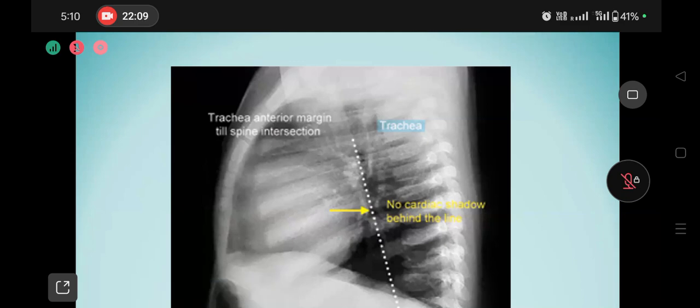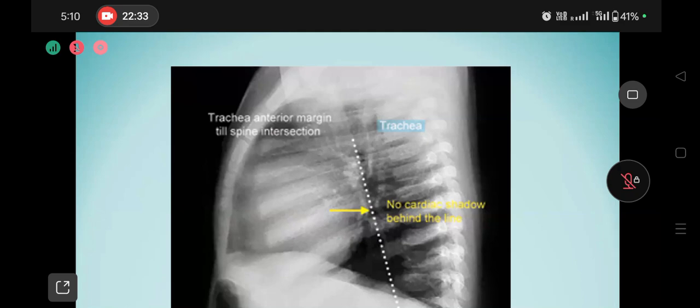You do a lateral chest X-ray, and you can do this in any place, say even in a primary health center. When you do a lateral chest X-ray, you draw a line from the anterior border of the trachea. You see the dotted line in the chest X-ray? Draw a line from the anterior border of the trachea and continue it straight to join the spine. So it forms an oblique line.